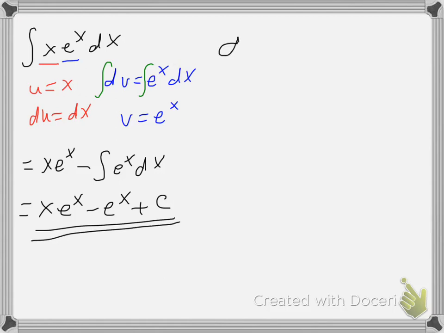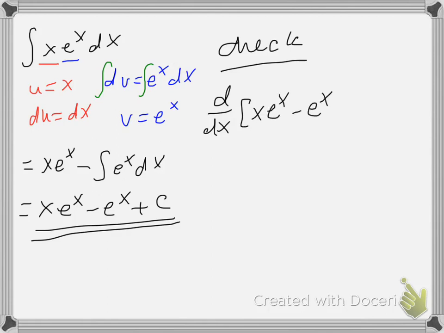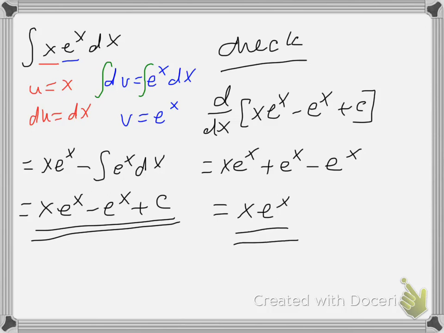And of course, I can check my answer if I take the derivative of x e to the x minus e to the x plus the arbitrary constant of c. Using product rule, I'm going to get x e to the x plus e to the x minus e to the x. This is simply going to be equal to x e to the x.